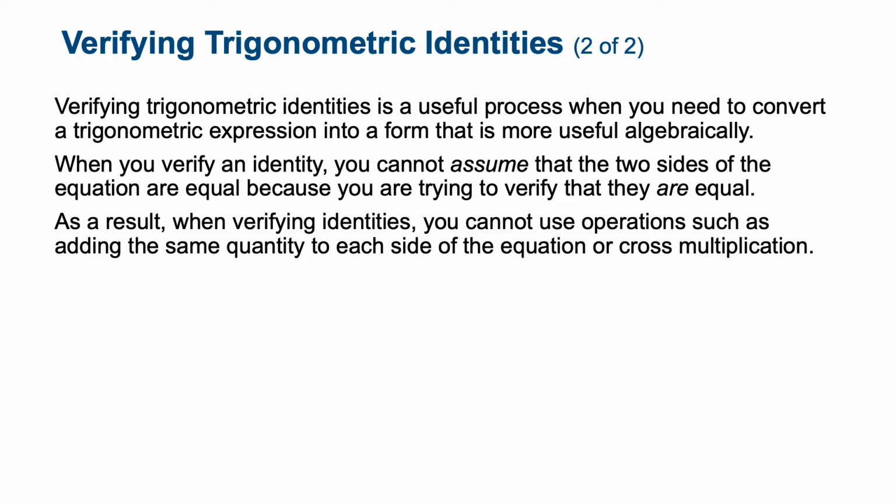When you verify an identity, you can't assume the two sides are equal, because you're trying to show that they are equal. Since we're showing that they're equal, you can't use operations like adding something to both sides, or doing this to both sides of the equation, because you're not solving. You're basically verifying that one side is equal to the other. I'll show you what I mean here.